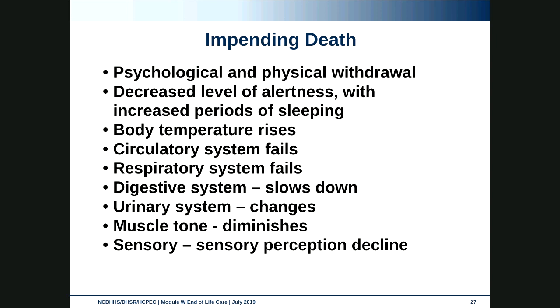The circulatory system starts to fail. The pulse may be fast or slow, maybe weak and irregular. The blood pressure may drop. Extremities may become cold and pale. Mottling may occur. That's that bluish kind of discoloration on the skin. The respiratory system will fail. You may get irregular, rapid and shallow, or slow and heavy breathing. Cheyne-Stokes breathing is something that you'll see in somebody who is dying.